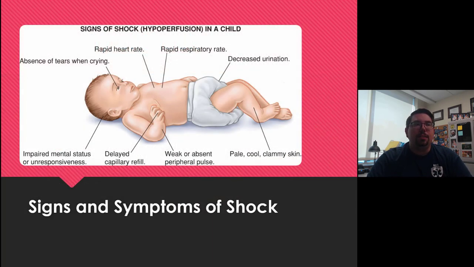Now, if we look at the common signs of hypoperfusion in a child, you can see things like absence of tears when crying, rapid heart rate, rapid respiratory rate, decreased urine output, pale, cool, clammy, or mottled-like skin, weak or absent peripheral pulses, delayed cap refill, and impaired mental status or unresponsiveness. We really must pay close attention to these different signs and symptoms of hypoperfusion in the child.